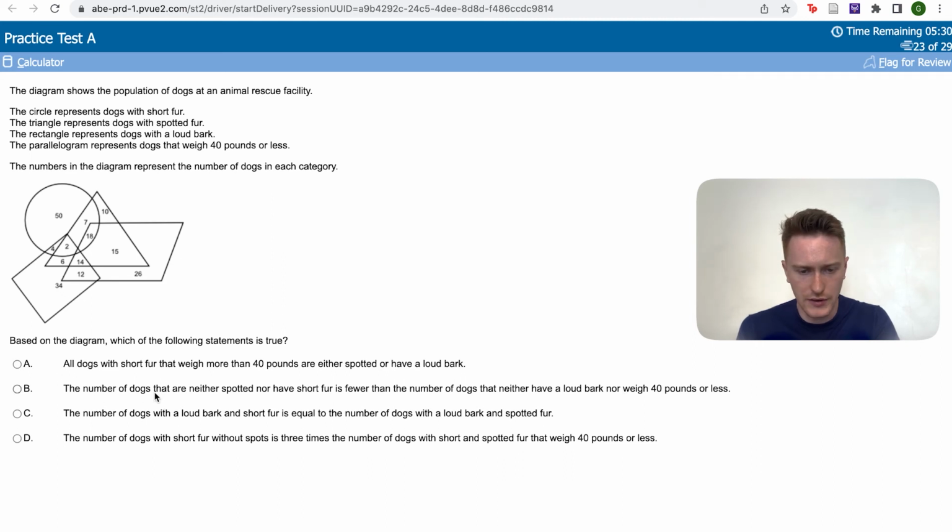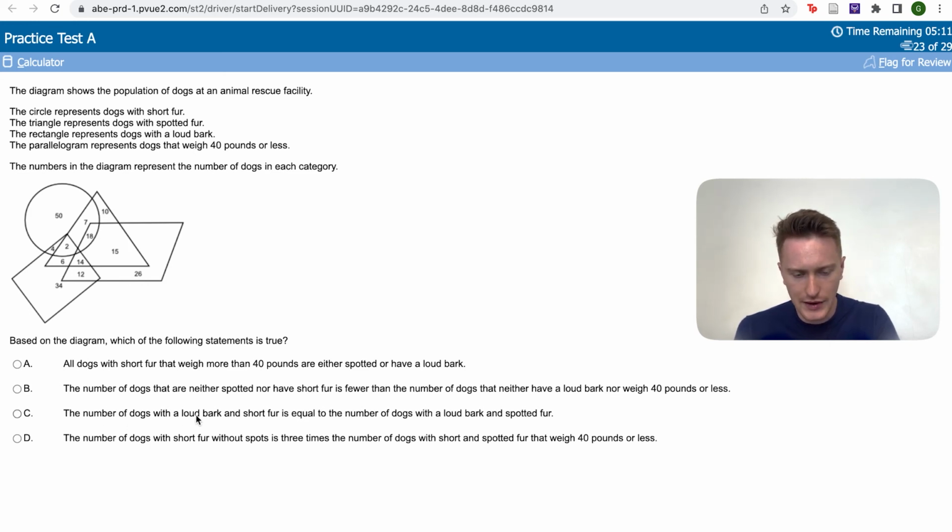Okay, so the number of dogs that are neither spotted nor short fur. Spotted is triangle, short fur is circle. So we're looking at these three numbers here, 34, 12, and 26, is fewer than, these are quite big numbers, so I'm going to skip that. I think that's not going to be correct.